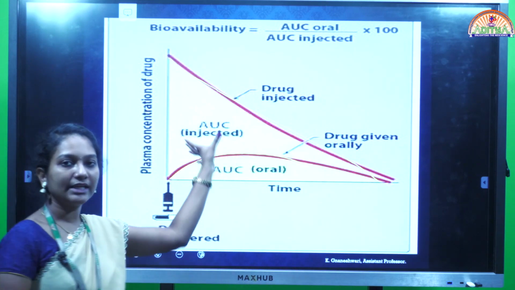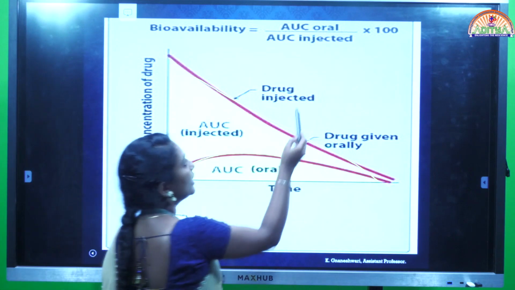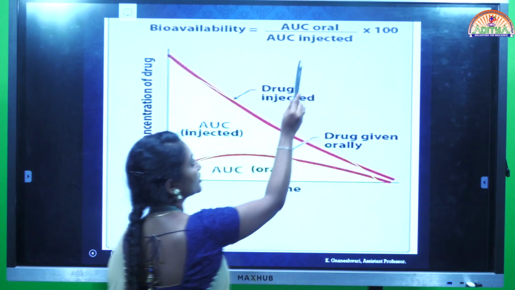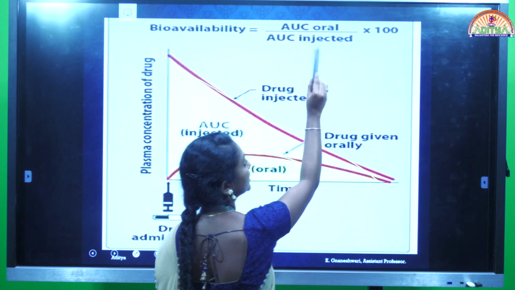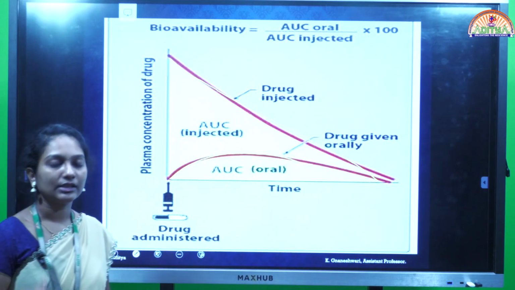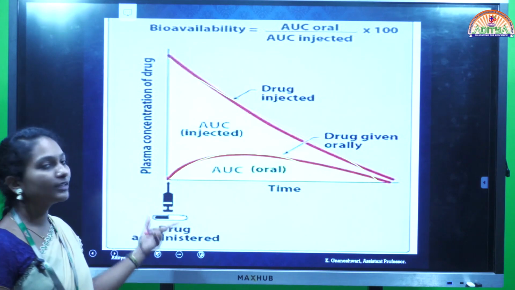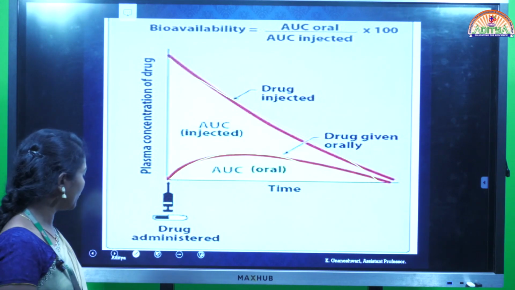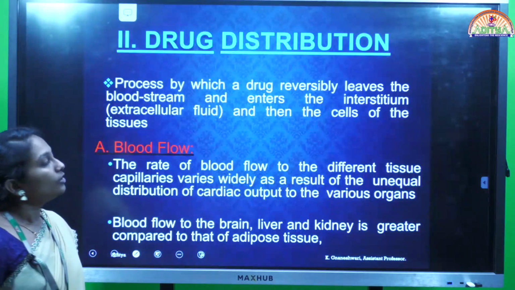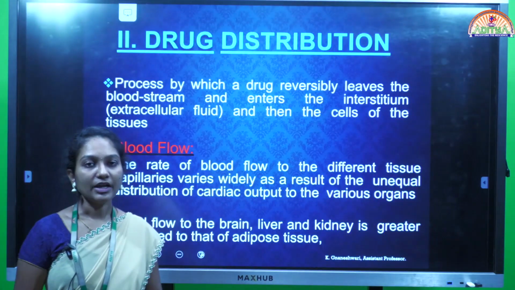Bioavailability is nothing but comparing the area under the curve. The area under the curve through the oral route divided by the area under the curve through the IV route, multiplied by 100, gives us the total bioavailability of the drug. So that is about the drug absorption.